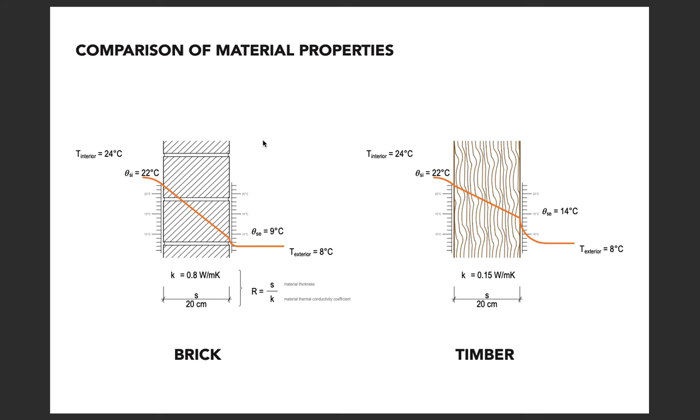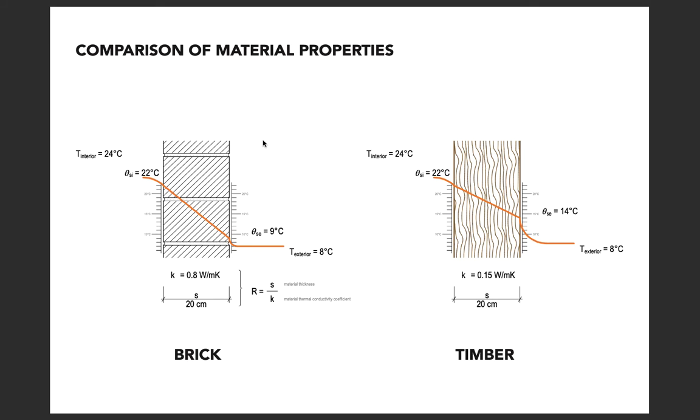So on the left hand side we have brick, which again has a lambda value of roughly 0.8 watt per meter Kelvin, and on the right hand side we have timber, the same thickness of material but with a different lambda value, and that one here is 0.15 watt per meter Kelvin. And of course, because K or lambda is on the bottom of the fraction, a lower K or lambda value increases the resistance, therefore increasing the insulation properties of that material.